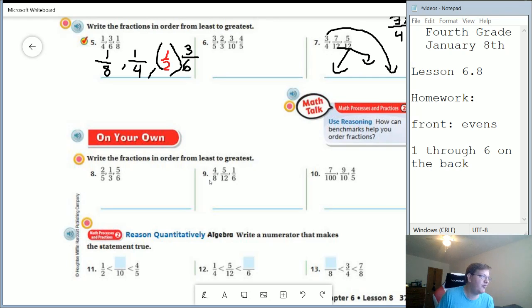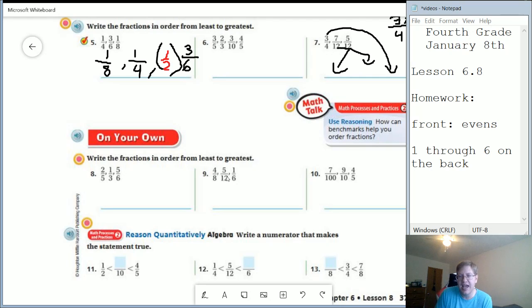So let's start with 4/8. Is 4 half of 8? If yes, then we're exactly at 1/2. If 4 is larger than half of 8, then we're larger than 1/2. If it's smaller, then we're smaller than 1/2. So is 4 exactly half of 8? The answer is yes. So this one is going to be exactly worth 1/2.